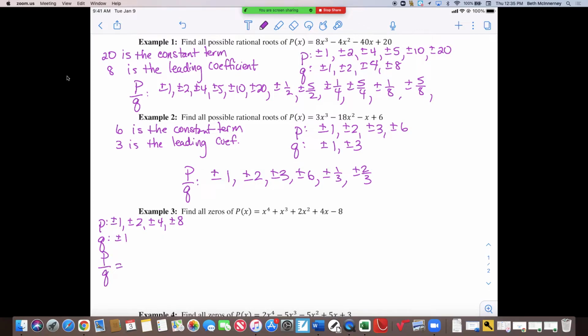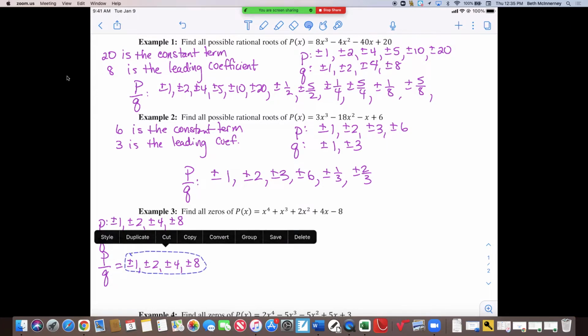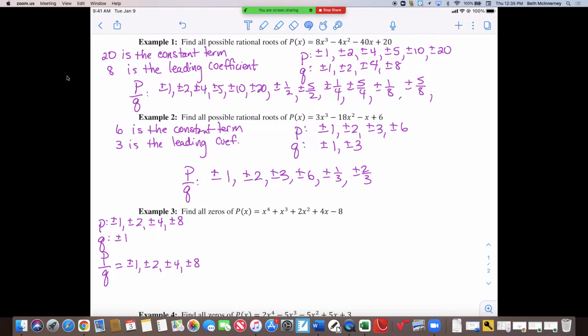So P over Q is just the P values, right? Because Q was 1. So now here's what you do with that information. You start with 1 and you plug it in, and we want to see if 1 is a 0.